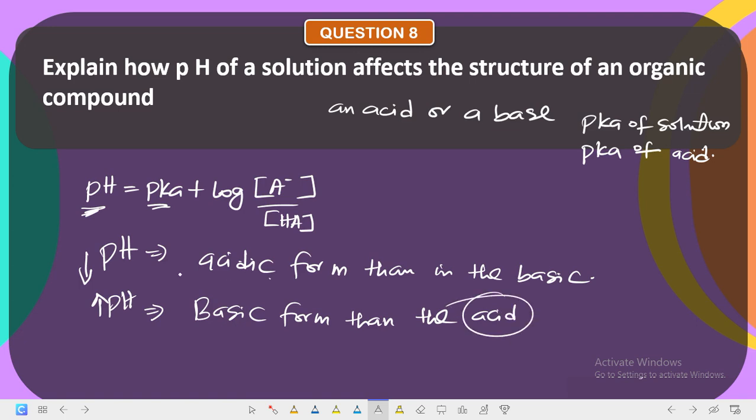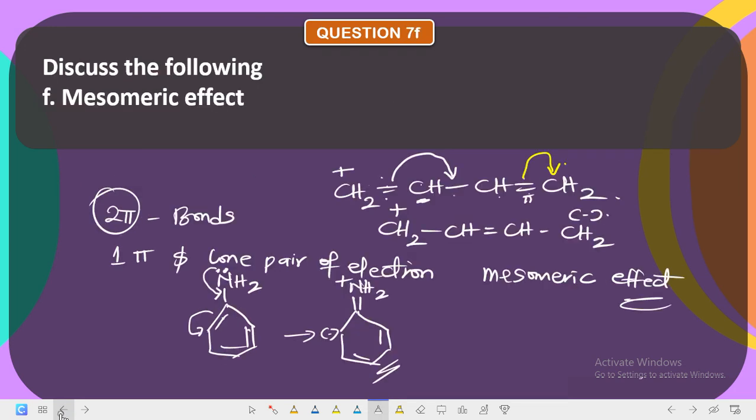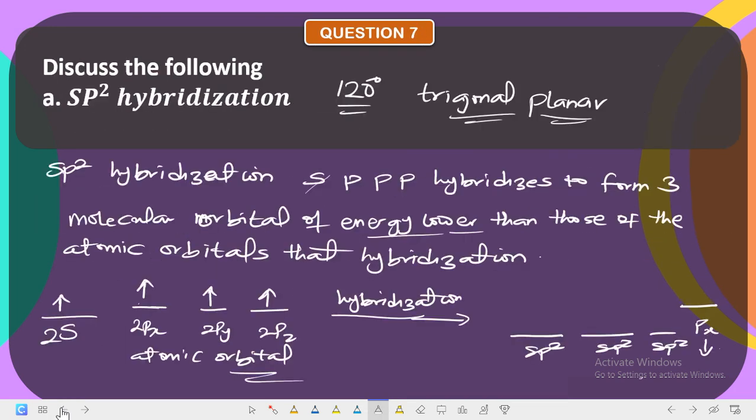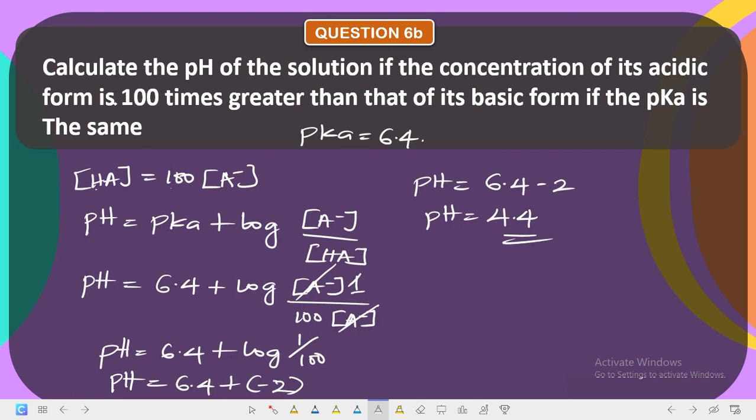Now, from the calculations we've done before, you'll be able to tell the correct answer. From there, you should be able to write something. Like when they say this one is 100 times this, it means that the pKa is less than pH. If you look at all the calculations we did, let me take one, for instance, to explain this better. Say calculate the pH of the solution if the concentration of its acidic form is 100 times greater than that of its basic form.